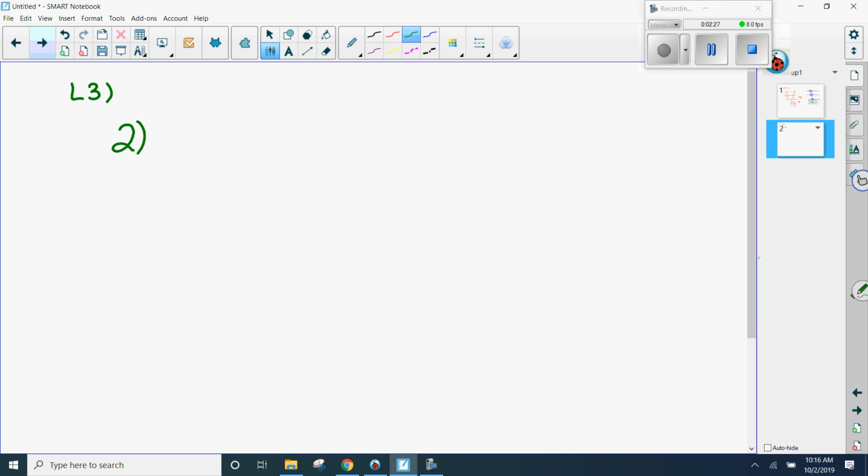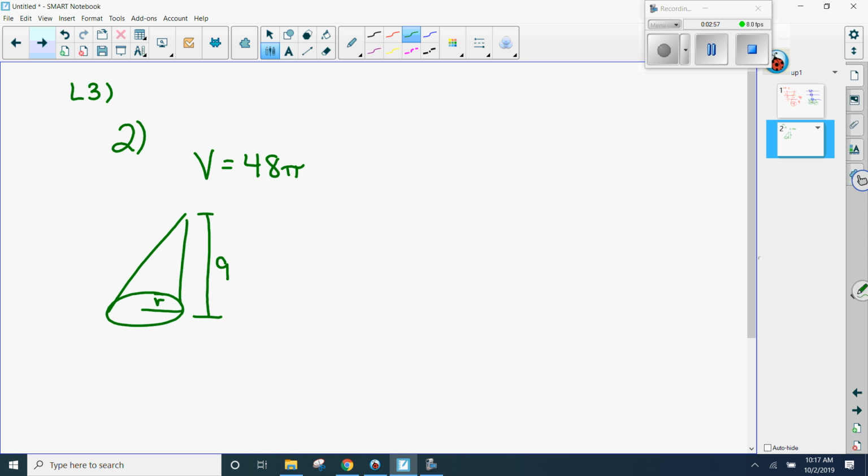Lesson 3, number 2. The volume of the circular cone is 48 pi, so they give you the volume. What is the circumference of the base? They are looking for circumference. So you have this cone here. I think it slants a little bit. They tell you the height here is 9, and they tell you the radius is r. So they want to know what the circumference is, and circumference is 2 pi r.